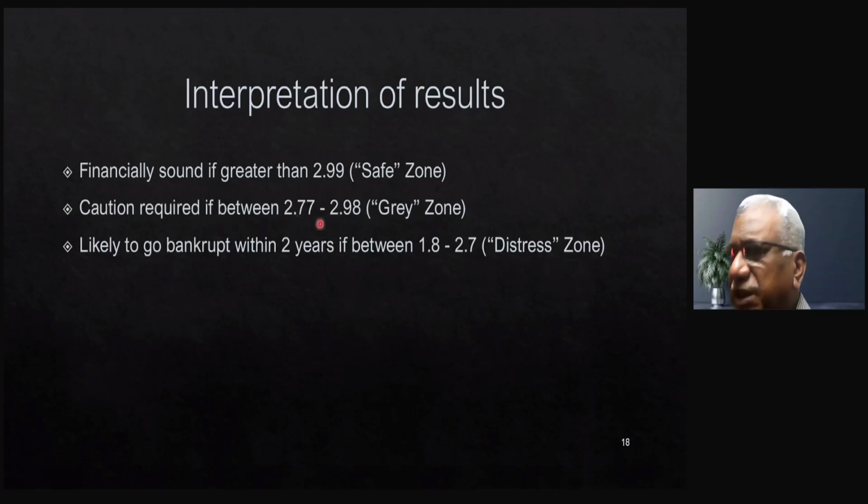If it is somewhere in between 3 and 2.7, then it is kind of deteriorating. If it goes below 1.8, it's completely insolvent. Normally they plead insolvency. So that's what happens.